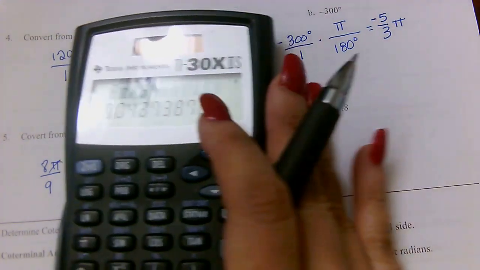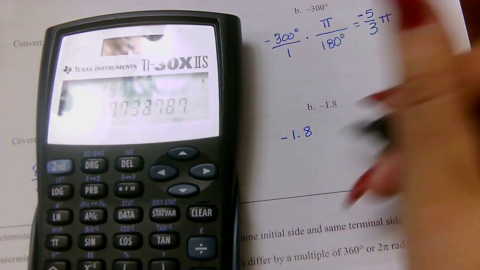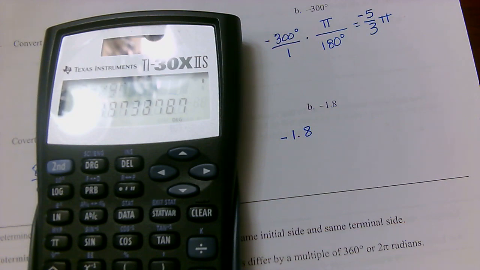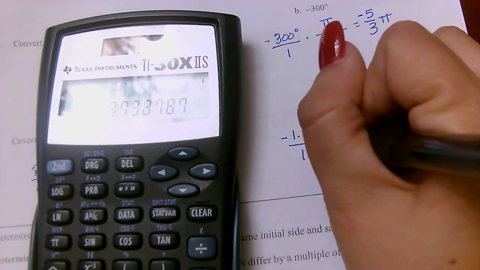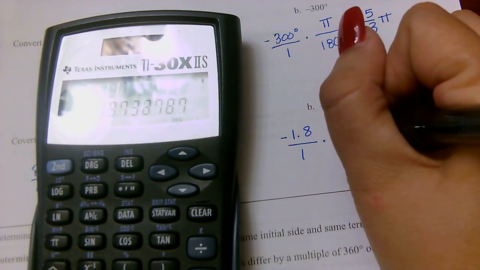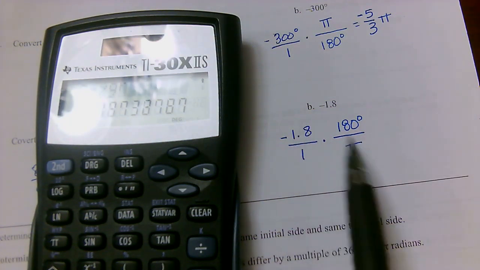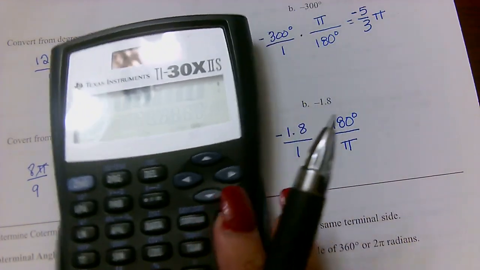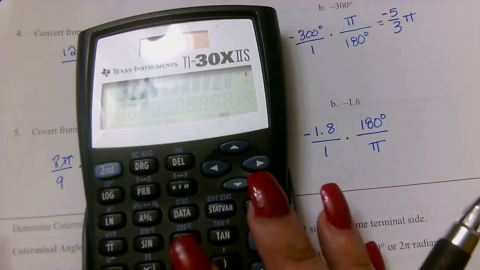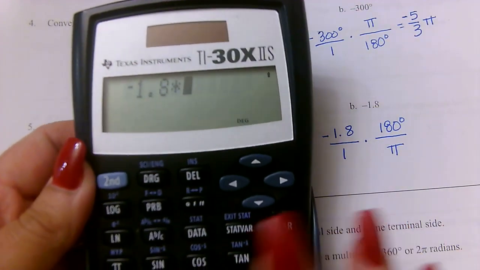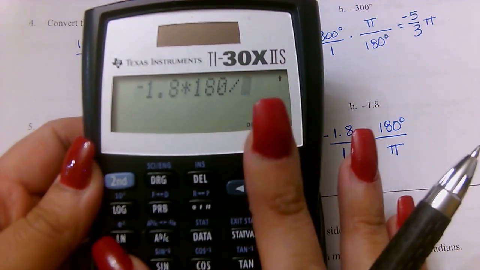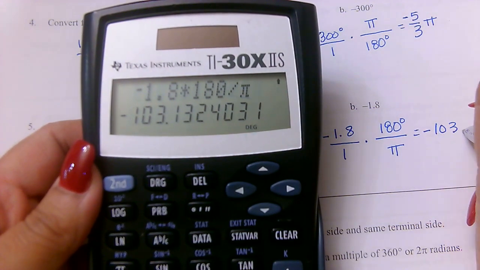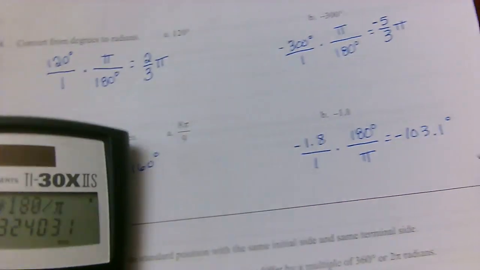We'll go ahead and do the next one by hand. Negative 1.8. Notice that this doesn't have a degree sign, so I know that this is automatically going to be a radian. Okay, over 1 pi and then 180 degrees. Notice that we don't have anything here that pi's can cancel out. It's okay. That means we're going to be given a fraction. So let's go ahead and just put that in the calculator. Negative 1.8 times 180 divided by pi. There you go. So this is going to be negative 103.1 degrees. Don't forget that degree sign.